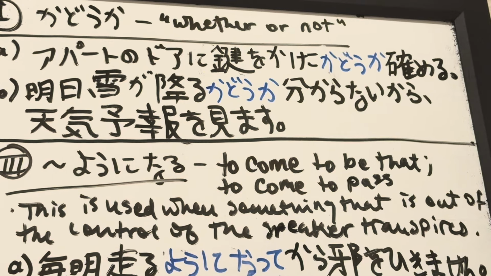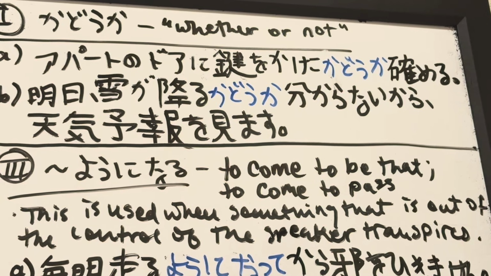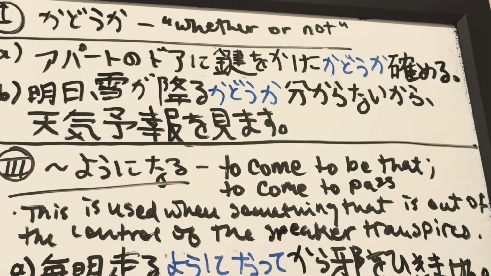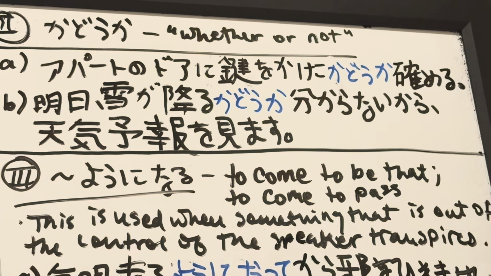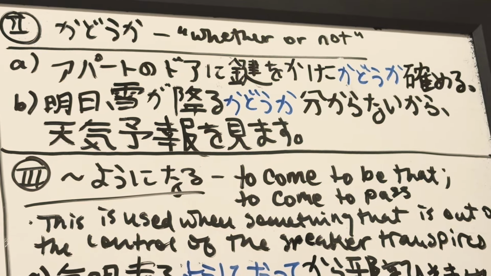Tashikameru is a verb meaning to check or to verify. So this whole sentence reads in English, I'm going to check to see whether or not I locked my door to my apartment, or I'm going to check whether or not I locked my apartment door.